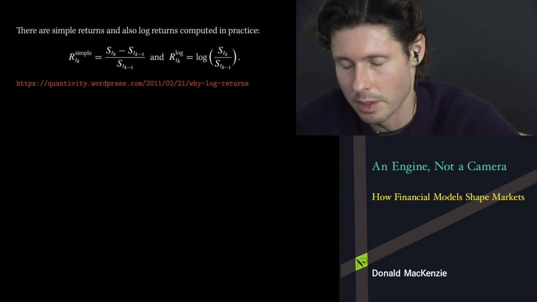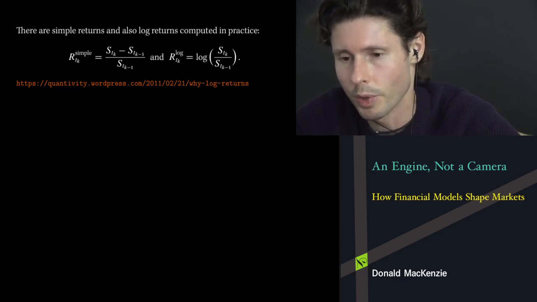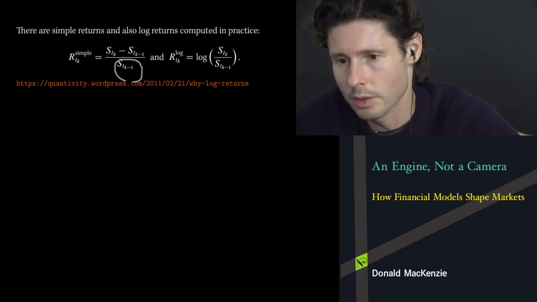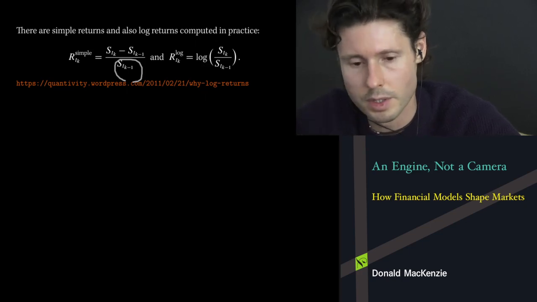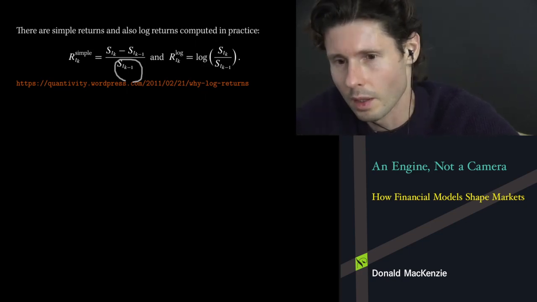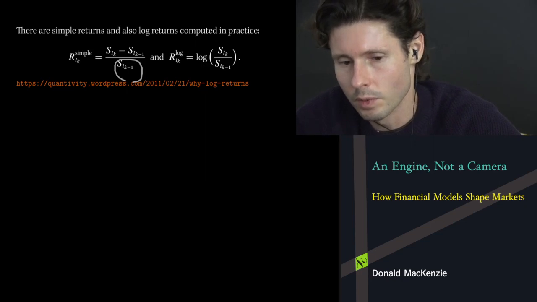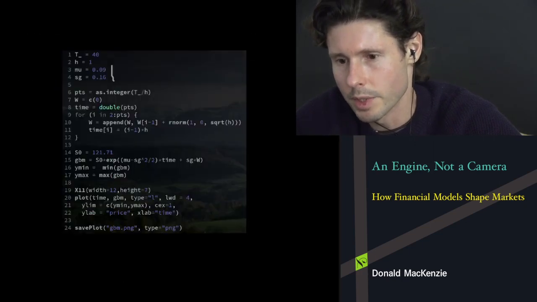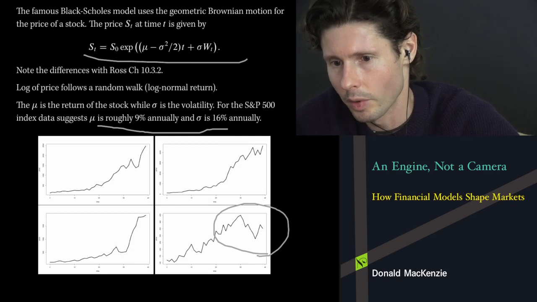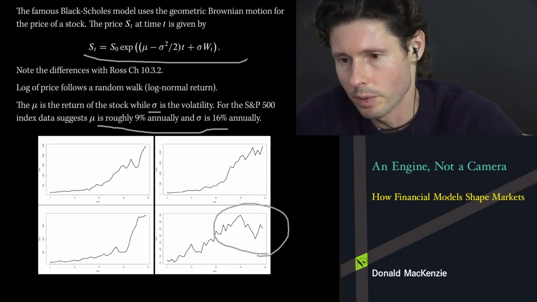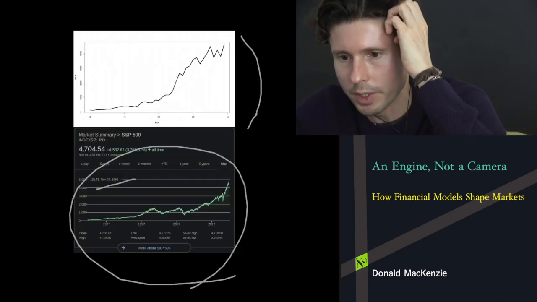end period minus the price initially divided by the initial price. So it's price change over the starting price. So it gives you how much your investment grows in that period. Log return is similar. And what I want to do is convince you why the parameter mu is called the return, and why sigma, the second parameter of the geometric Brownian motion, is referred to as the volatility.